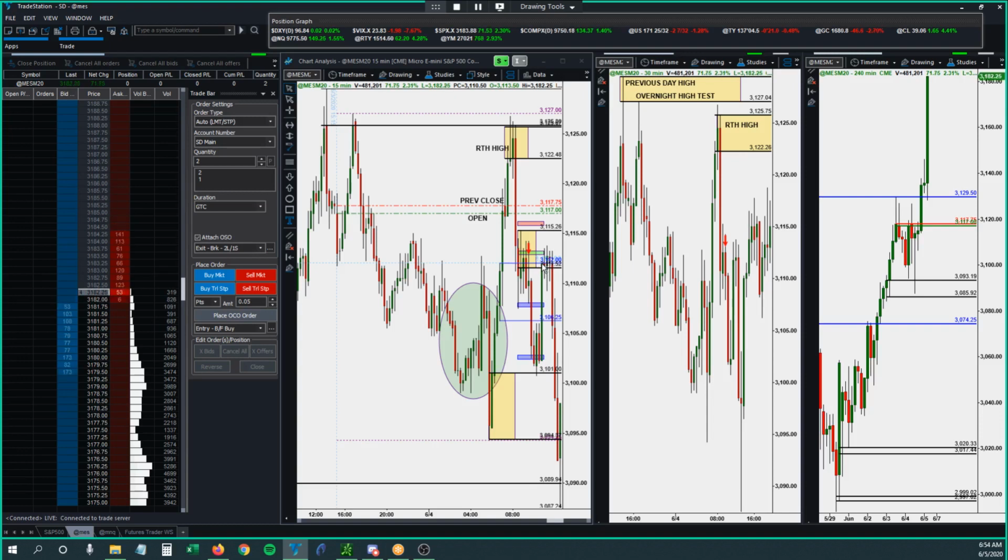So hopefully this was helpful for you guys. Just a little insight into how we trade using price action and technical analysis. This not only applies to our futures trading, but it also applies to options and stocks.